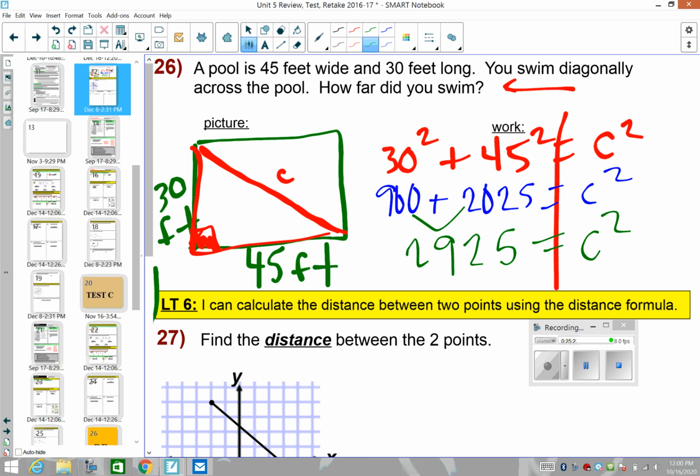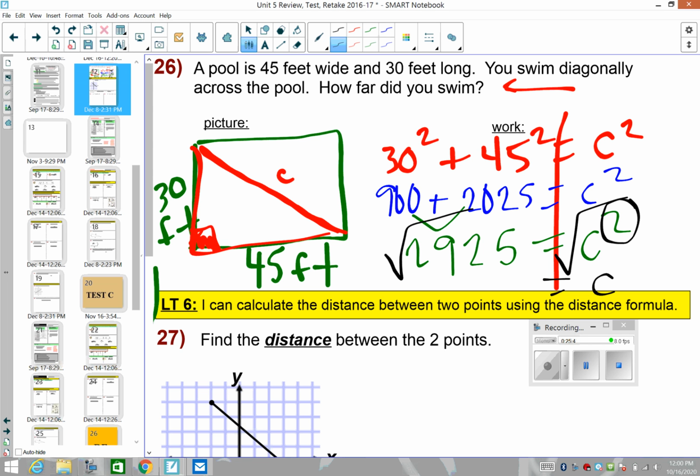So we're looking for how far did you swim, that diagonal, the length of that, using the Pythagorean theorem, because we have a right triangle. So undo this square then. We're going to take the square root of both sides. And we get c is equal to the square root of 2925.